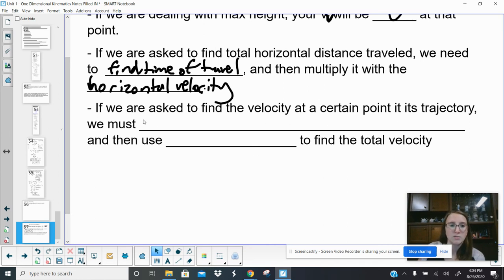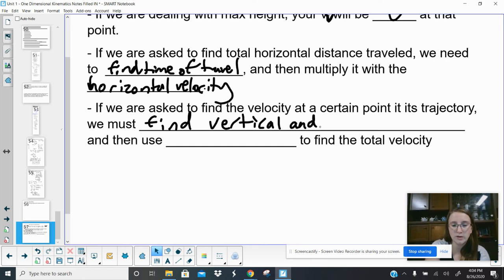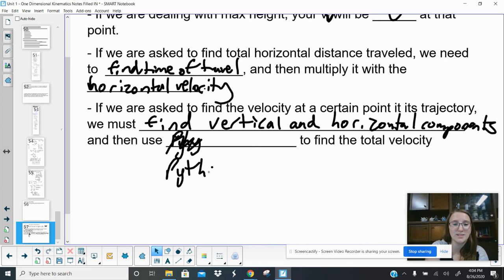Lastly, this is something we'll work on tomorrow, but if we're going to be asked to find the velocity at a certain point, so if I want to say, what's the velocity at this many seconds? We need to find the vertical and horizontal components, and then use the Pythagorean theorem to find the total velocity.